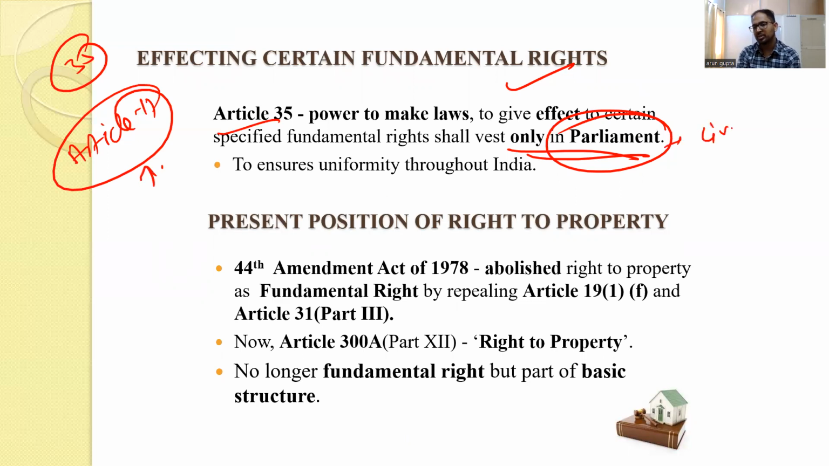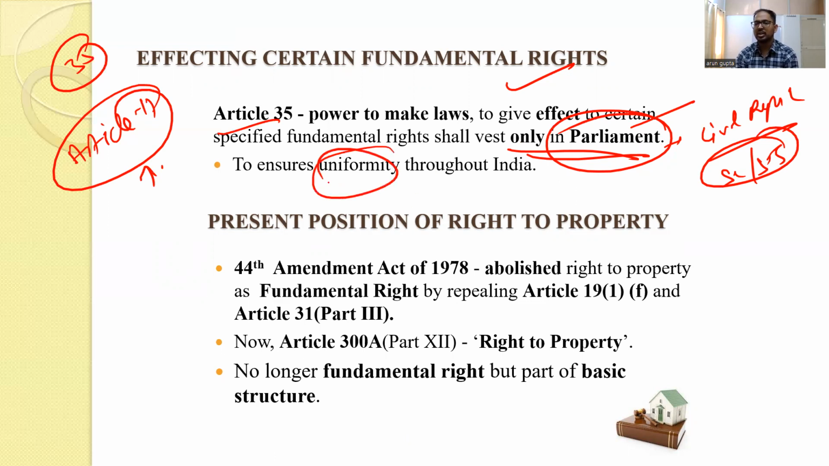For example, we talk about the Civil Rights Act, SC/ST Prevention of Atrocities Act. So this can be passed by Parliament only, no state legislature or any other authority. Okay, because fundamental rights should be uniform throughout the country. There cannot be discrimination within the fundamental right. That is the reason that state legislature has not been provided with this power.